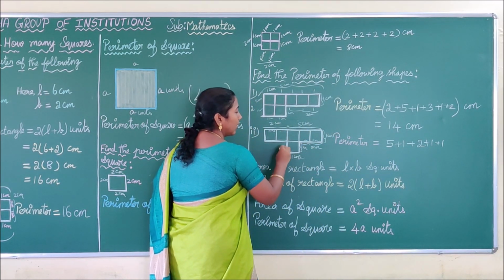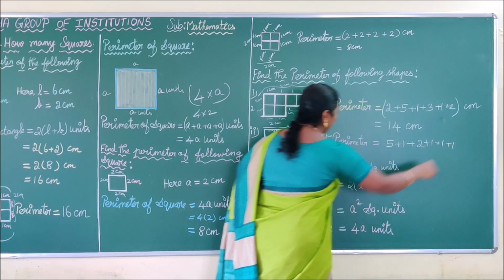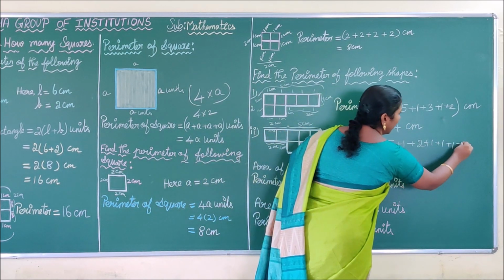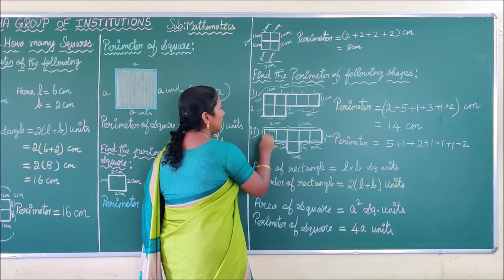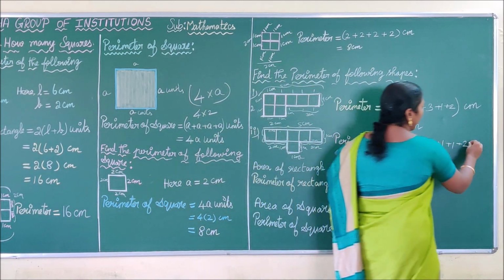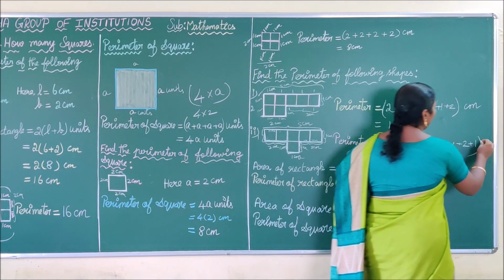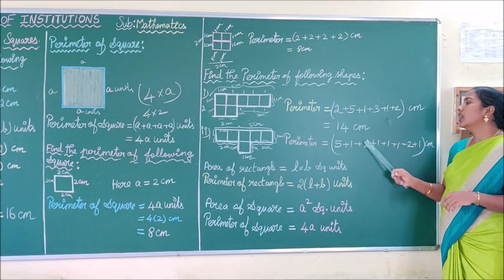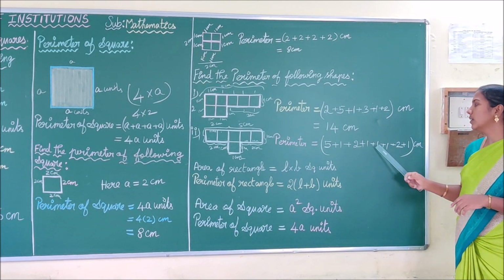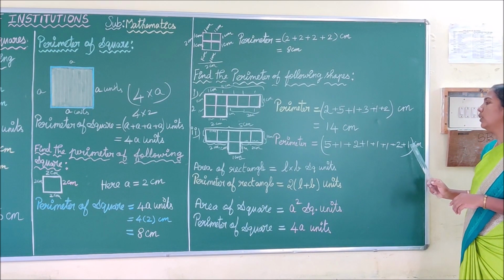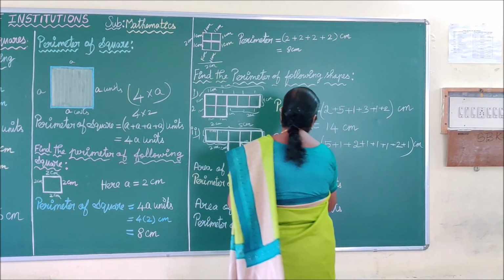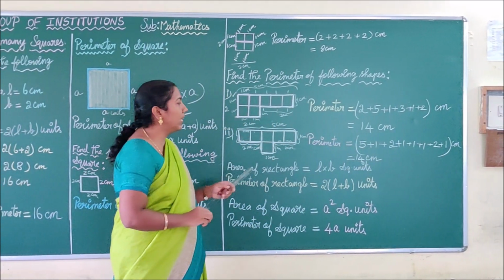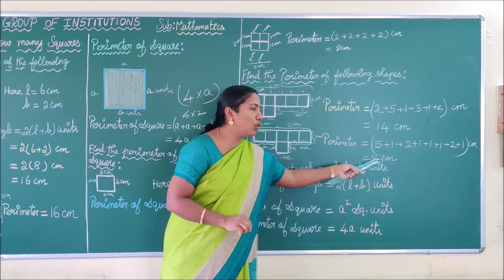What is the length of this side? 1 centimeter. So plus 1. What is the length of this side? 1 plus 1, 2 centimeters. So here you have to write plus 2. What is the length of this side? 1 centimeter. Thus here you have to write plus 1, in brackets centimeter. Is it clear, children? Thus 5 plus 1, 6. 6 plus 2, 8. 9, 10, 11, 12, 13, 14. This one also has the same answer, 14 centimeters. Thus by using these squares we have calculated the perimeter of the given shape as 14 centimeters.